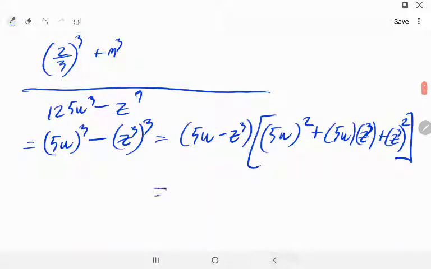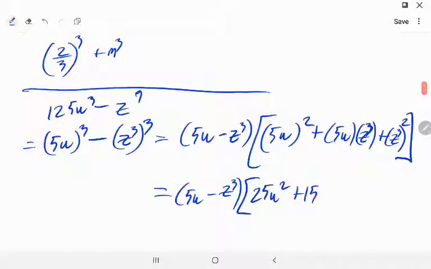And so if we simplify it, we're going to get 5w minus z cubed, and that's going to get multiplied by 25w squared plus 5wz cubed, and then plus z to the 6th. And so we have our factorization.